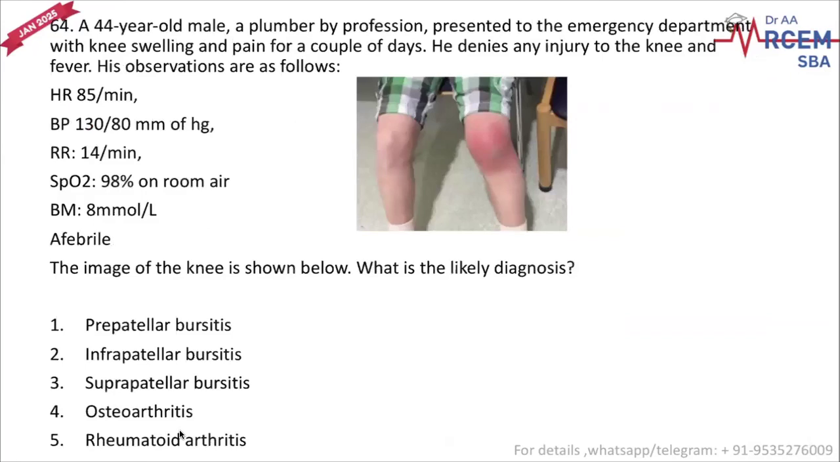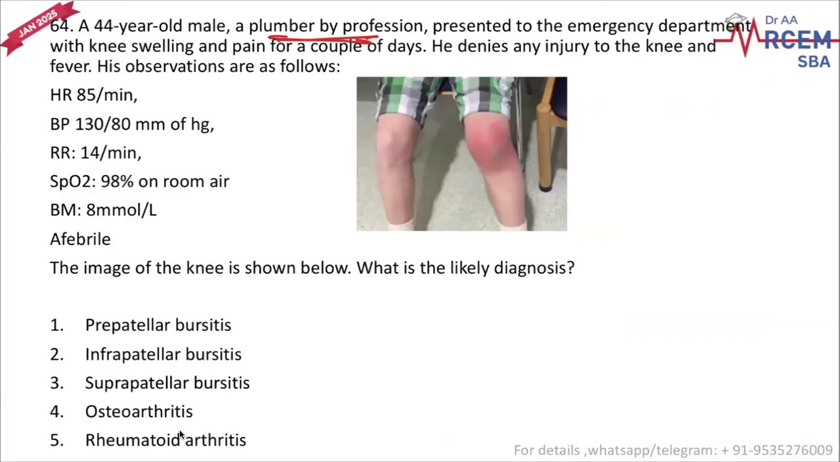Straightforward question. Next one we are going to is a 44 years old male, a plumber by profession, who presented to the ED with knee swelling and pain for a couple of days. He denies any other injuries and his observations are completely fine. He's afebrile. The image of the knee is shown below. What is the most likely diagnosis?